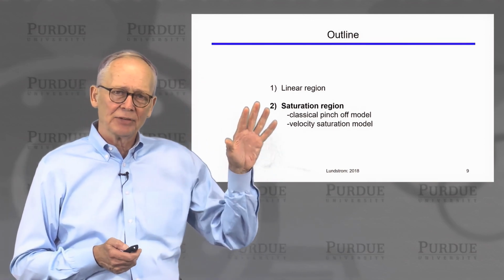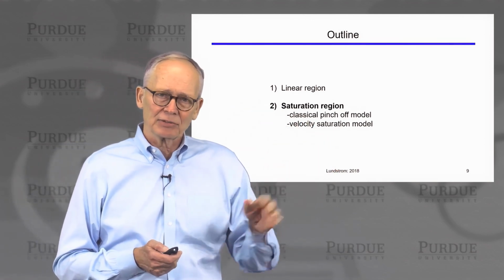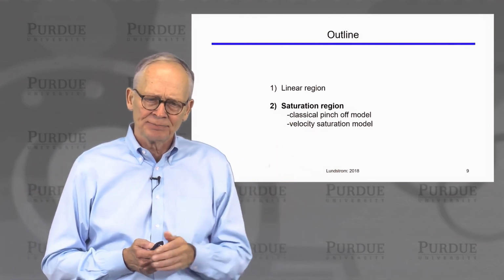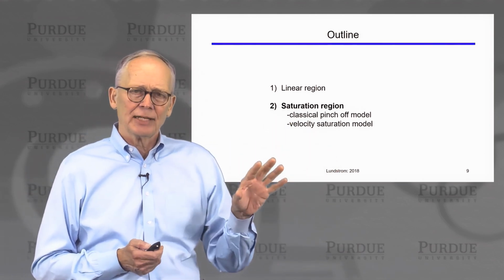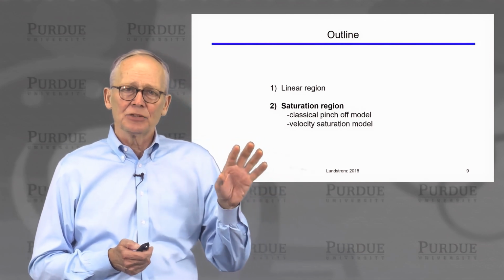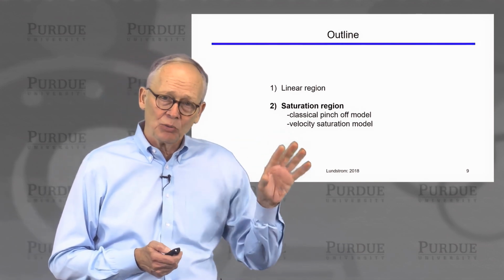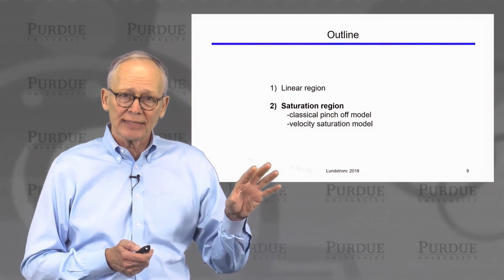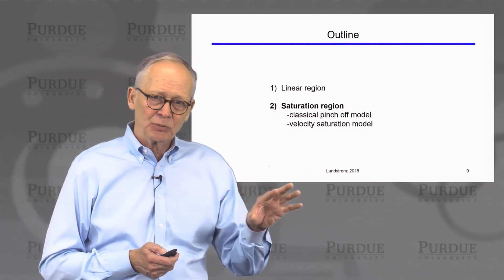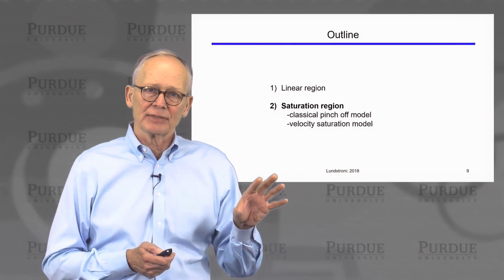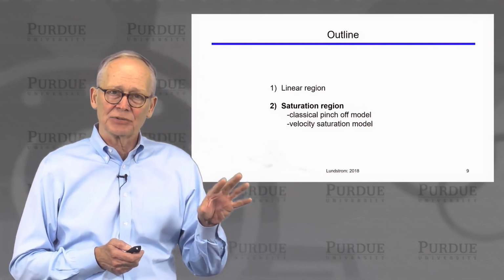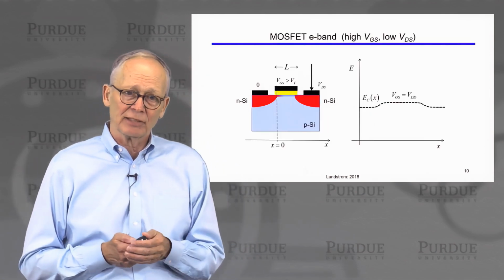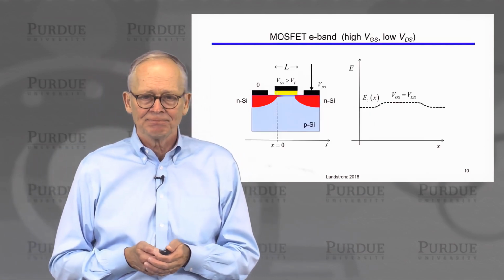All right, we've done the first part. We've derived the IV characteristics in the linear regime. We now want to look in the saturated regime. And here it turns out that we need to do it two different ways. If we do it one way, we'll describe the IV characteristics of a square law device. If we do it a different way, we'll describe the IV characteristics of the velocity saturated device, the one that goes linearly. The current increases linearly with VGS minus VT.